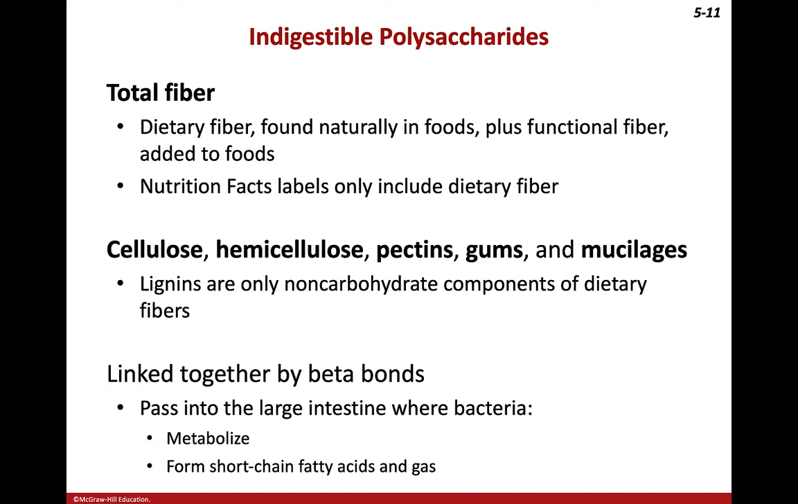So when you see the following, cellulose, hemicellulose, pectins, gums, these are all linked by beta bonds. So remember, we cannot digest them. We lack the enzymes to break down beta bonds. So they move into the large intestine pretty much undigested, and they're going to be broken down by bacteria, generally through anaerobic processes. The products, typically, when these are broken down, are short-chain fatty acids and gas.